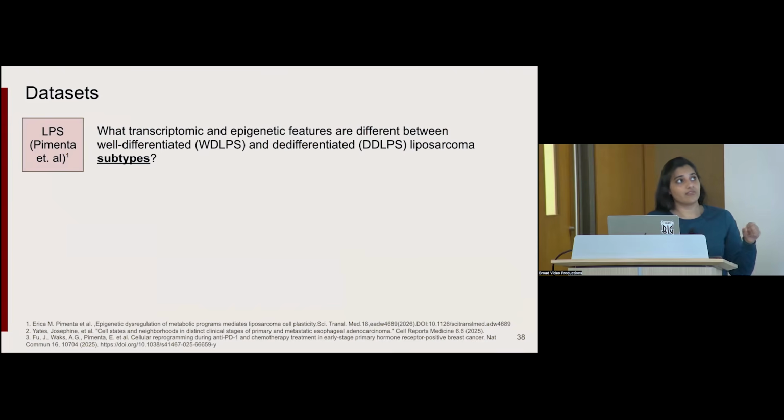So for this specific part of the study, we chose to look at 3 different data sets that were recently published in the past 1 year. The first was the liposarcoma data set. They had liposarcoma samples of dedifferentiated and well-differentiated patients. And the most prominent question in the paper was, what are the transcriptomic and epigenetic differences between these 2 subtypes?